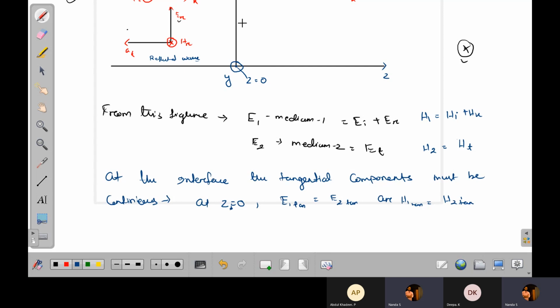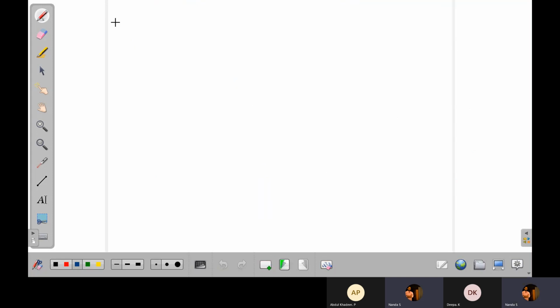And now we are considering the wave incident at a normal angle, right? So that's why for the tangential component there will be no angle; we can directly write these values with magnitude, as it is incident normally. So the tangential will be normal, and there is no need to consider the angle at this point. From those equations we can write EI0 plus ER0 equals ET0.